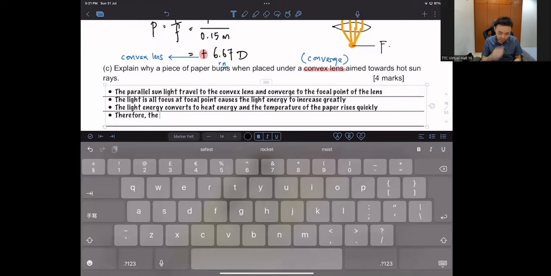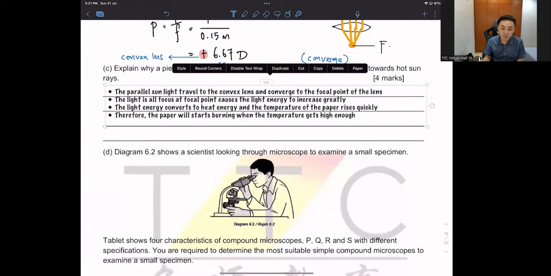Therefore, the paper will start burning when the temperature gets too high. There you go. Think again. Gets high enough. When the temperature gets high enough, then they start burning.